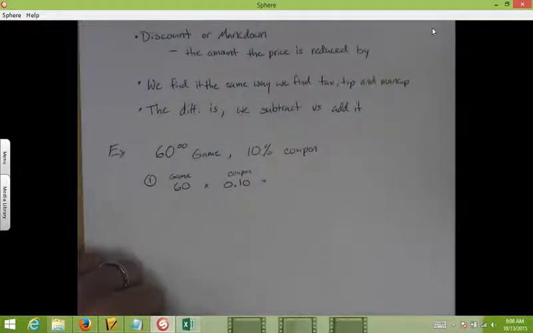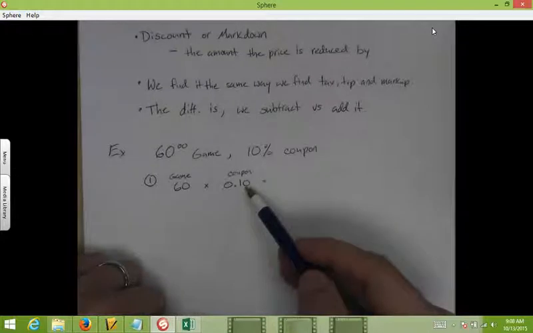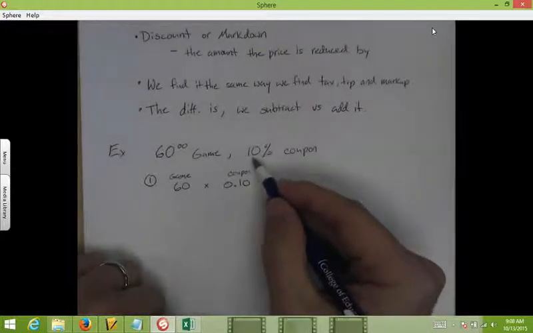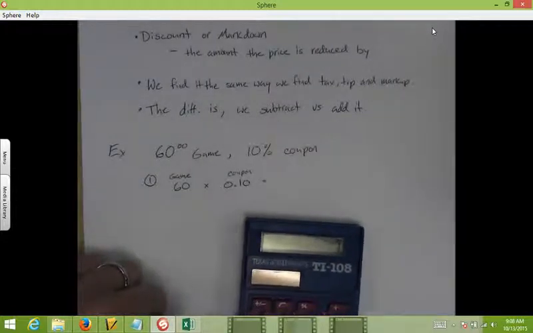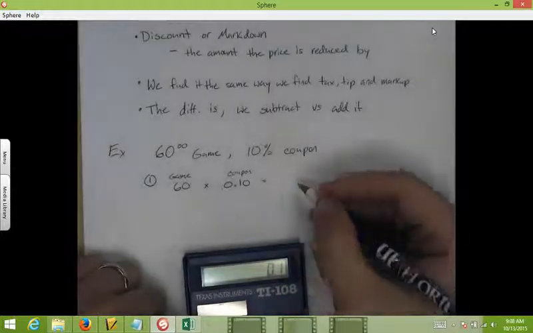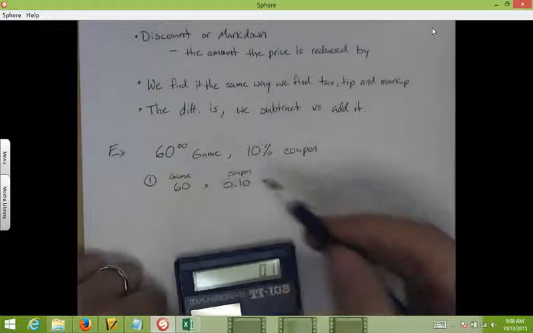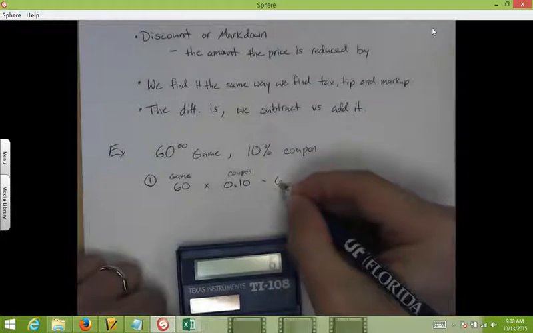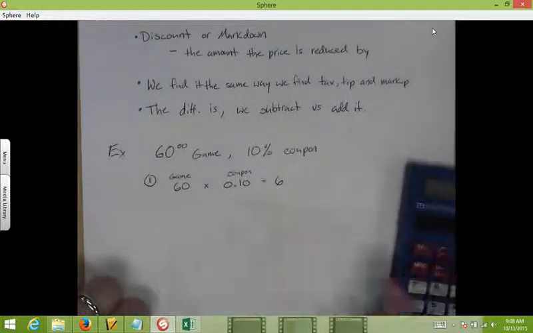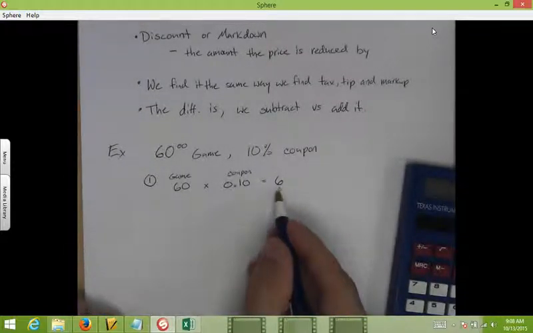And remember, to write this percent as a decimal, you either move the decimal point over twice from the left, or if you can't remember that, just take whatever percent it is, doesn't matter how big or small, and divide by 100, because a percent is always the number over 100. Either way, we get the same thing. So now we multiply this by 60, and we end up with 6. So a 10% coupon on a $60 game is going to take $6 off the price.